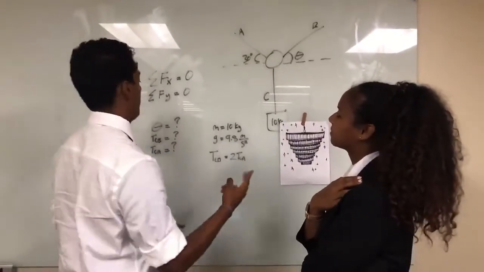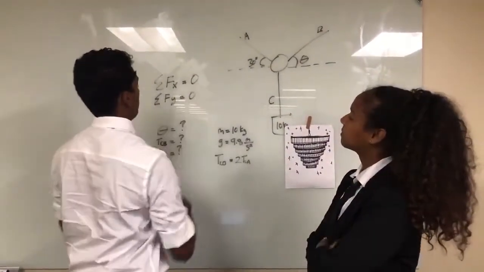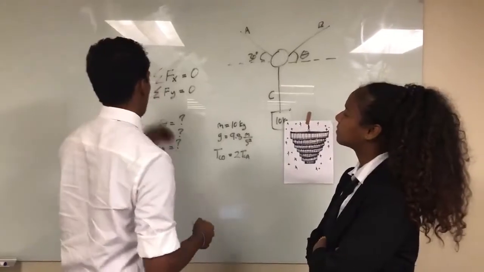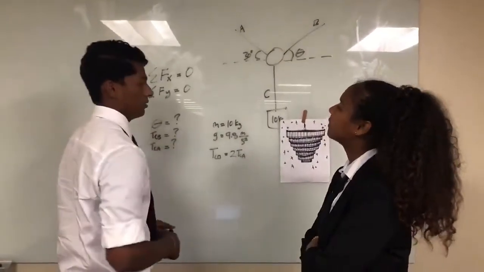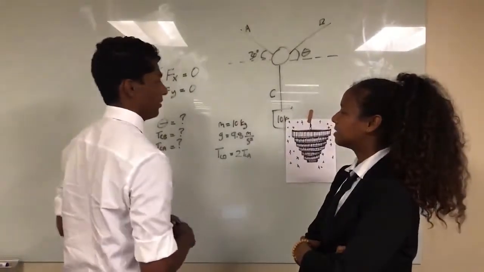So now we have to come up with 2 equations. We have to first come up with an equation for summation force in the x direction, and another equation for summation force in the y direction, so we can solve our unknowns. Okay, and they have to equal 0. And they do have to equal 0, yeah.